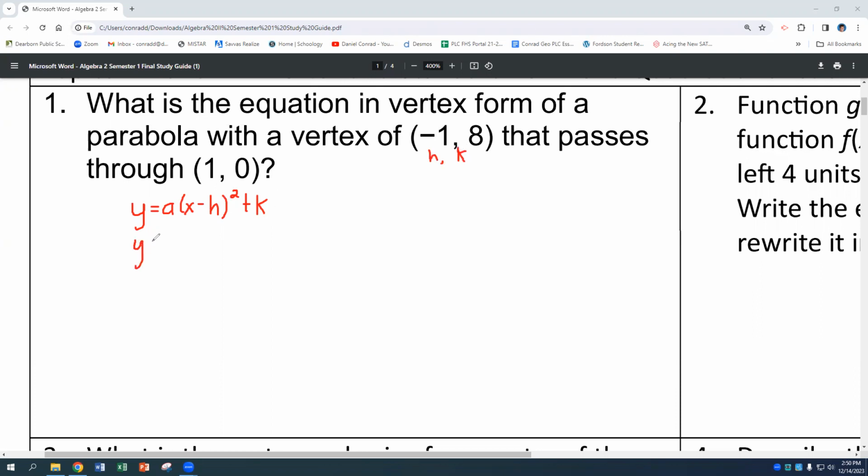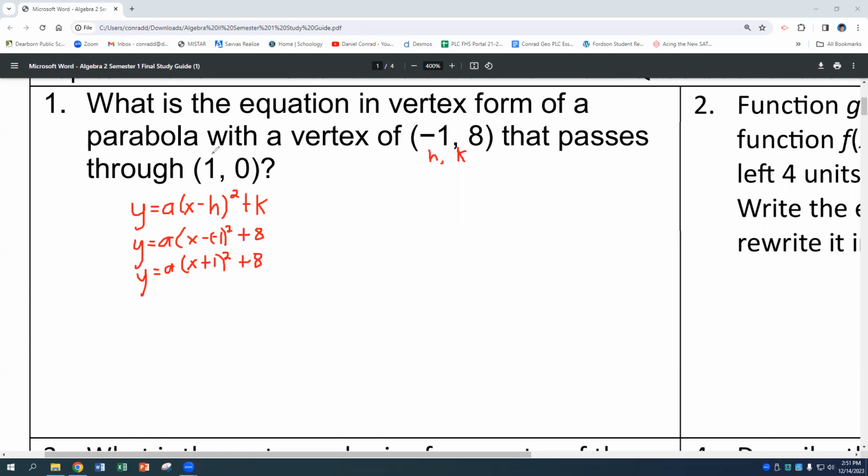So I can do y equals a, and then x minus -1 plus 8, which gives me x plus 1 squared plus 8. I could have at the same time plugged in my point that's on this line.